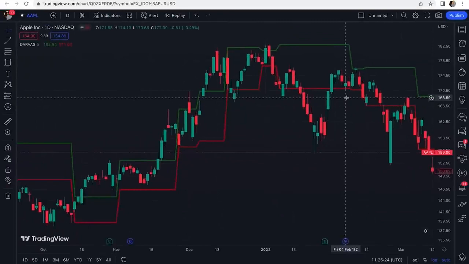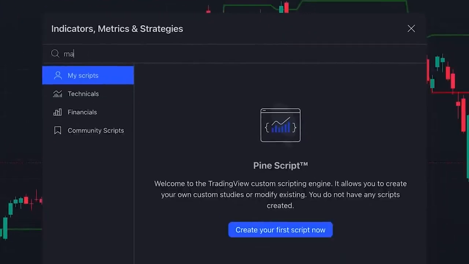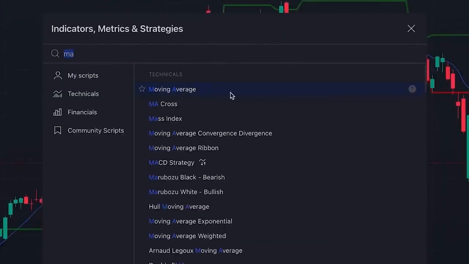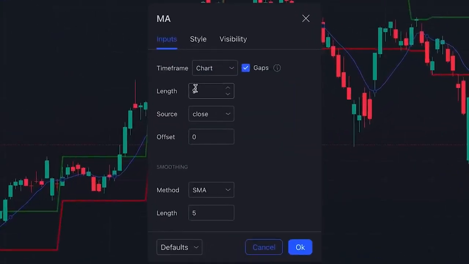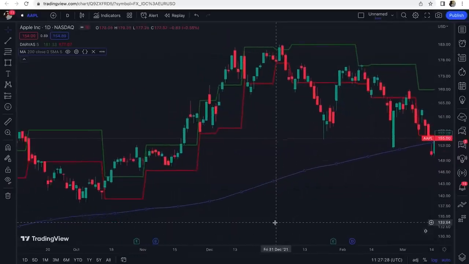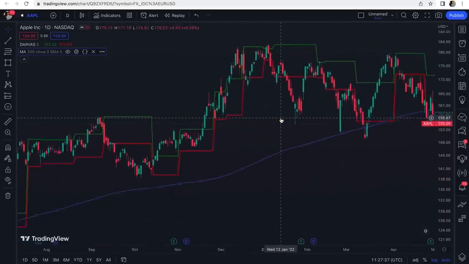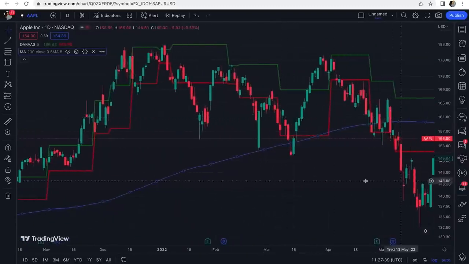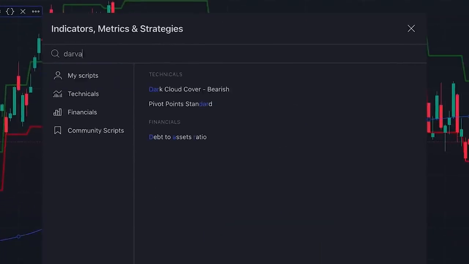Nicholas Darvas highly recommended that the trades should be in the overall trend of the market and not trading when the market is in a trading range. For example, we can add a moving average to our chart with a length of 200, which can help us with the overall trend of the market. So when the trend is up, we only take long positions, and when the trend is down, we only take short positions.